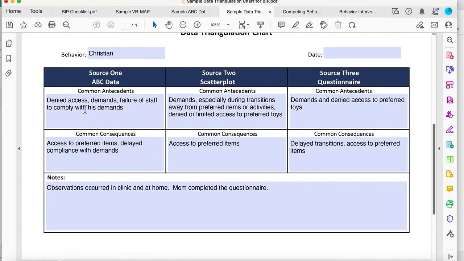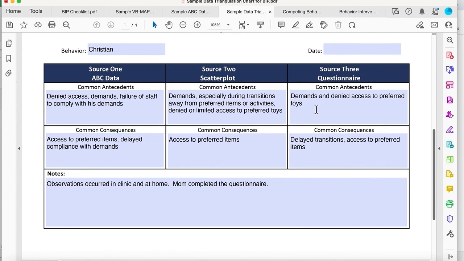In this example, in the ABC data, the most common antecedents are denied access and demands. Also, the failure of staff to comply with his demands. In source 2, the most common antecedents are demands, again, especially during transitions away from preferred items or activities. Also, denied or limited access to preferred toys. In source 3, the questionnaire, demands and denied access to preferred toys are the most common antecedents.